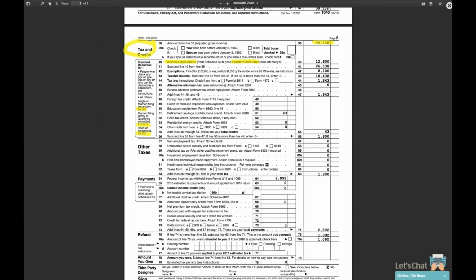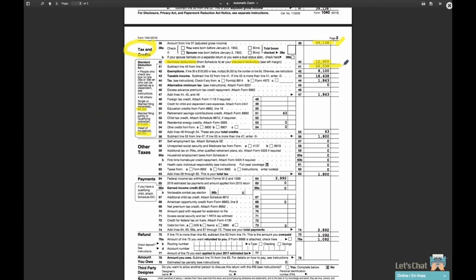All right, cool. So $39,138, that's what we have here on line 38. But here starts the process of understanding the taxable income. Line 40 is going to give us our first reduction. So 39,138 minus 12,600 is going to leave us with 26,538.